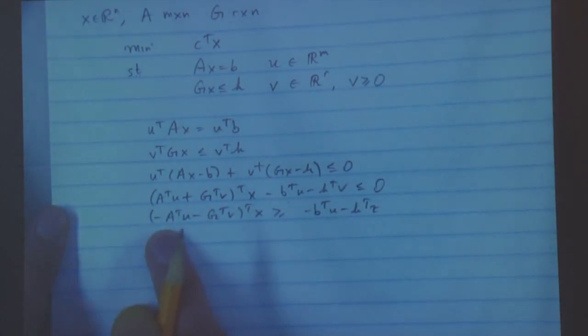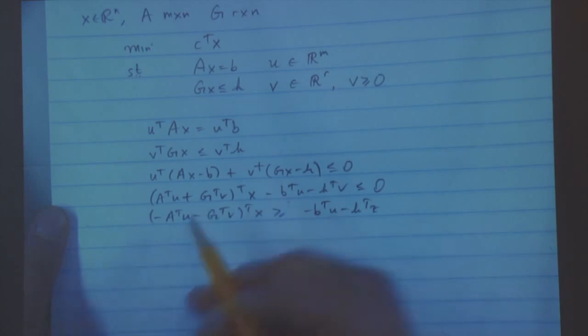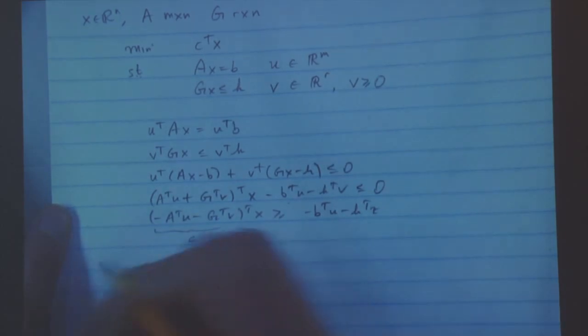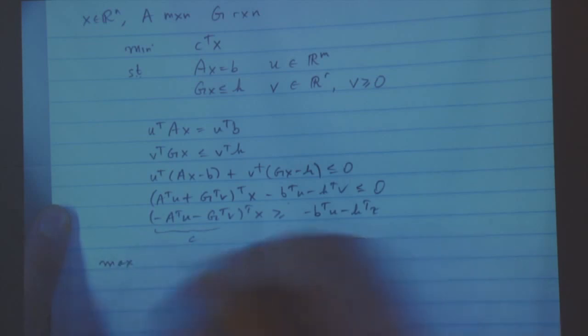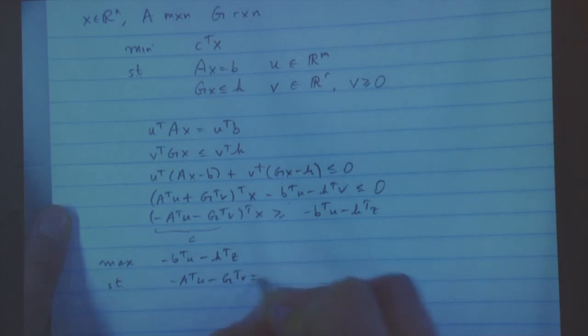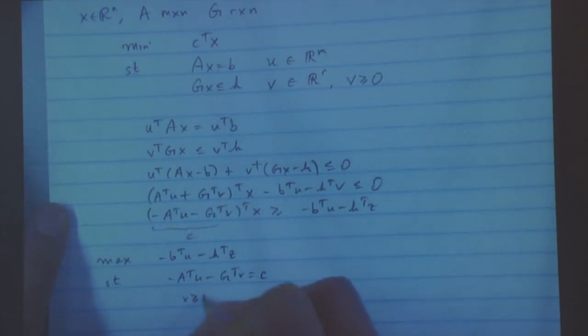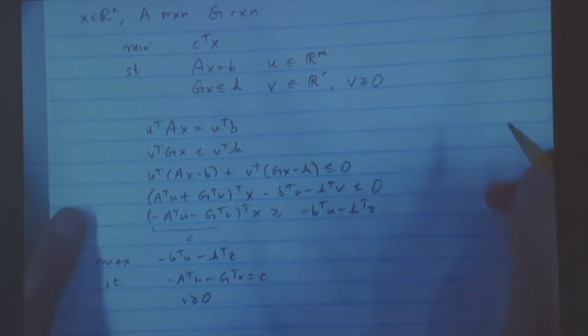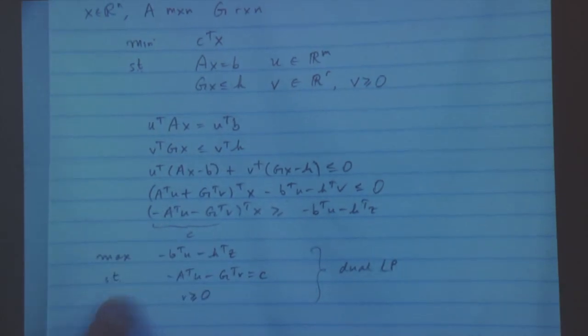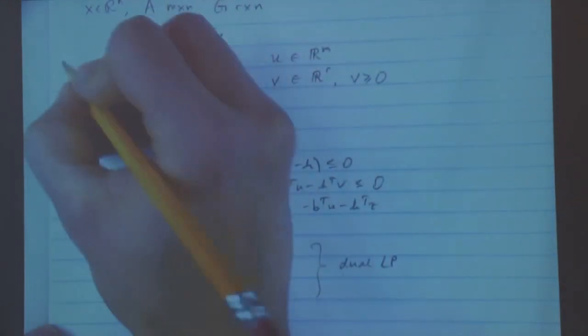So if I were able to choose u and v so that this was equal to c, then I would have c transpose x being bigger than or equal to something, and this would serve as my lower bound. And so the largest lower bound I can choose is minus b transpose u minus h transpose v, subject to the constraint that minus A transpose u minus G transpose v is equal to c, and v is non-negative. No constraint on u. So this is called the dual LP. It is a linear program, right? My variables are u and v. So just to be clear, I'm maximizing this over u and v. This I'm minimizing over x. And this guy was the primal LP.